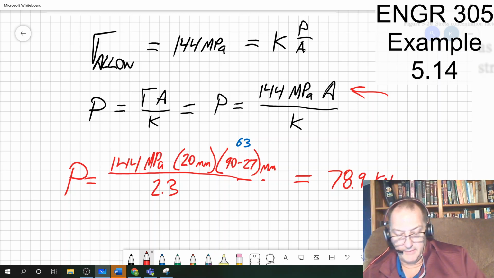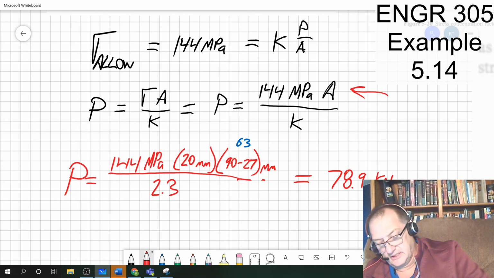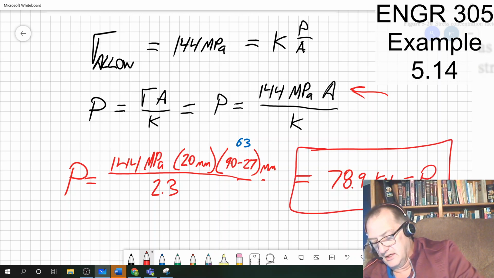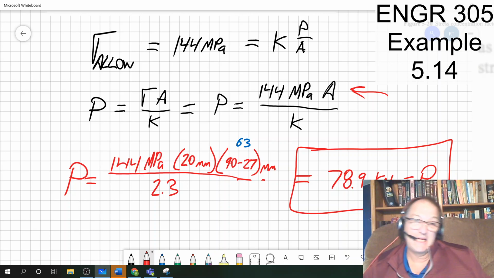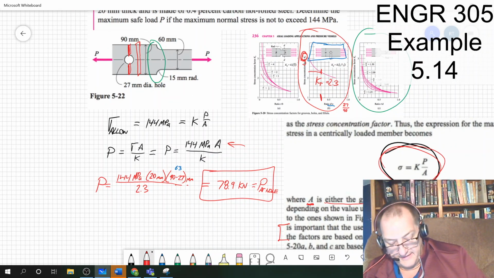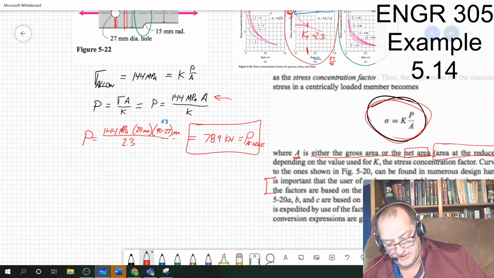kilonewtons. Again, my meters here are going to cancel with the pascals as a newton per meter squared. These are millimeters. That's why I dropped from mega to kilo. But there's my answer, that's for part 1, at the hole. I'm not done yet, because I also have this green stress riser. So really that sets up a second hole problem, which looks exactly the same.